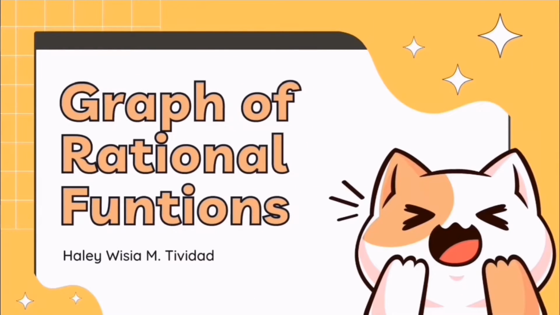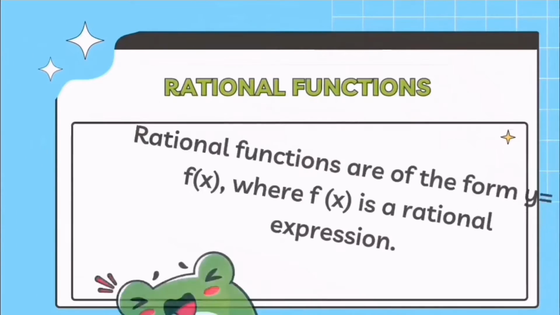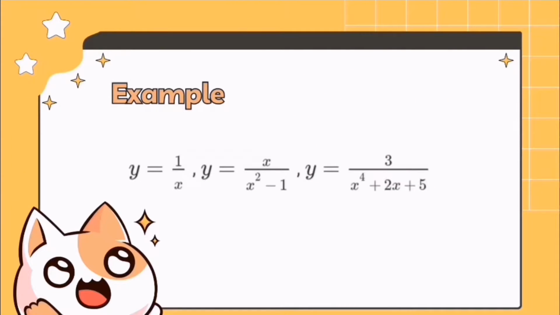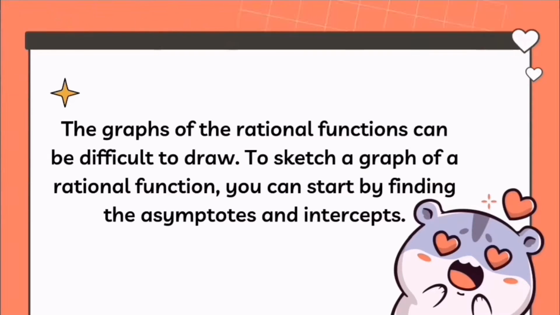Graph of rational functions. Rational functions are of the form y equals f of x, where f of x is a rational expression. This is an example of a rational function. The graphs of rational functions can be difficult to draw. To sketch a graph of a rational function, you can start by finding the asymptotes and intercepts.